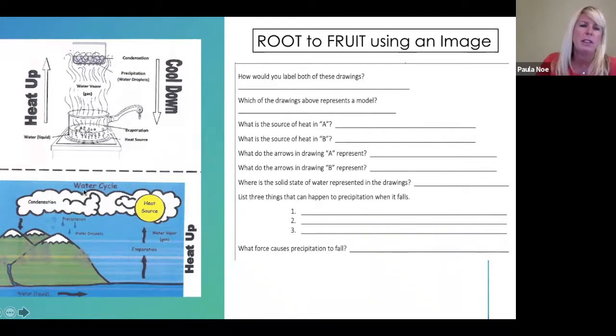If the child only says the bottom is the water cycle, and they don't have a title for the top, I'm thinking that they really don't know that this is an example of the water cycle and the movement of water by using energy. What's the source of heat in A? What's the source of heat in B? What do the arrows represent?